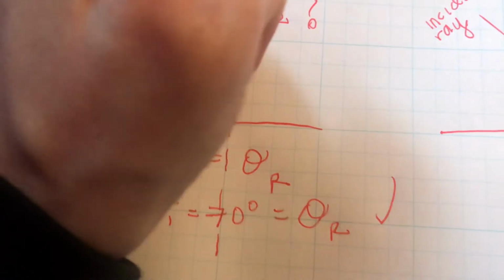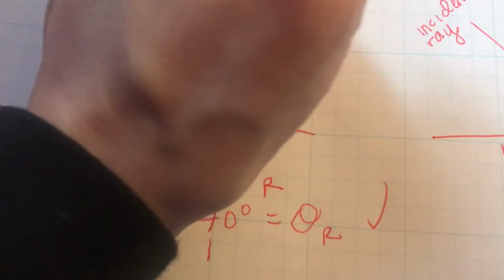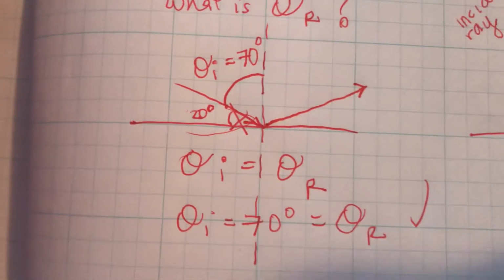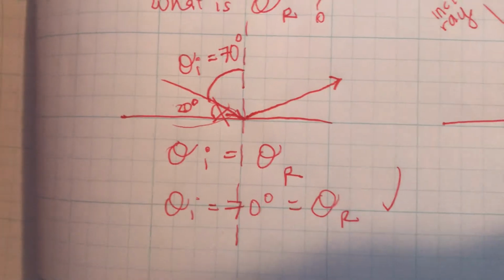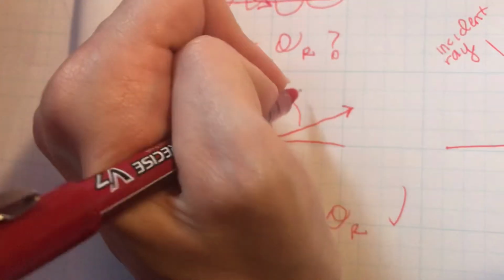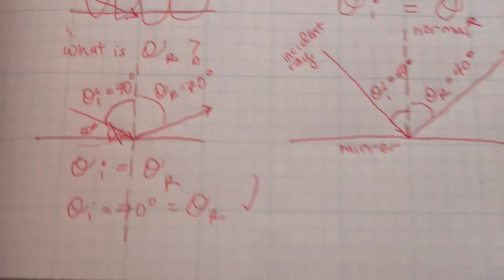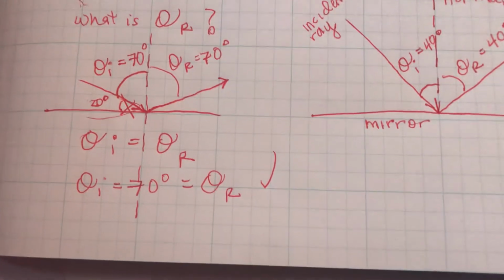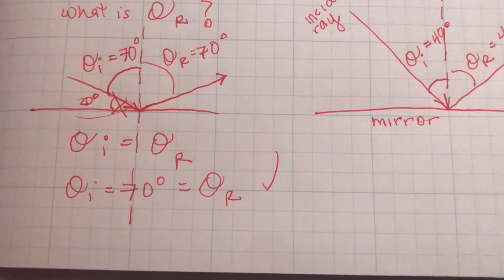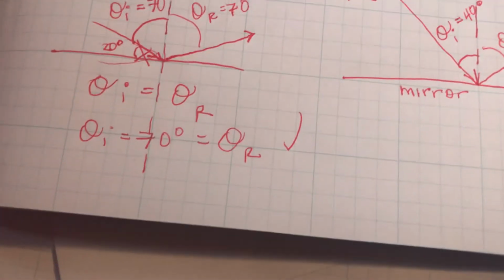And they might have you draw the reflected ray, and hopefully your skills are not as terrible as my own, and you would draw it as such. Theta R equals 70 degrees. Okay, so the law of reflection is pretty straightforward, but I do want to show you the difference between diffuse reflection and regular reflection. So let's do that all the way up here so that I don't waste paper.